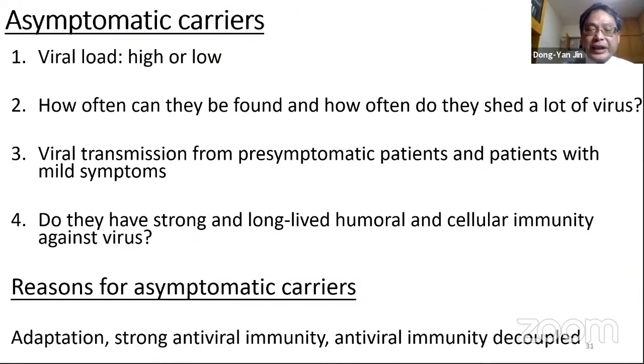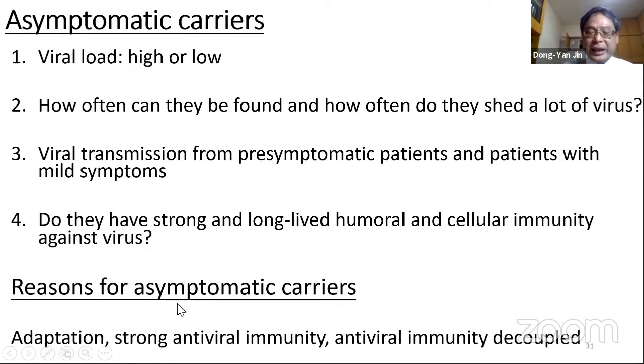So that might actually explain the presence of asymptomatic carriers in humans. So the important questions surrounding the asymptomatic carriers in humans include these: whether the viral loads are high or low, how often they can be found, how often they shed virus, whether the transmission from pre-symptomatic patients and patients with mild symptoms is actually really significant, and whether they have strong and long-lived humoral and cellular immunity against the virus.